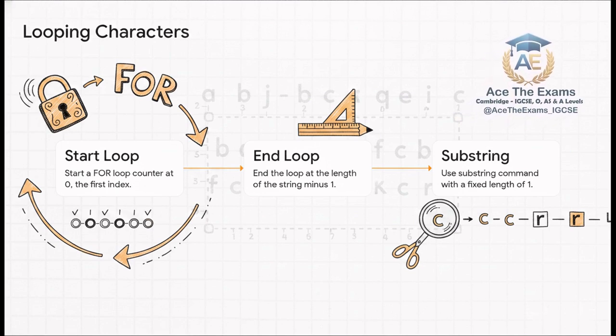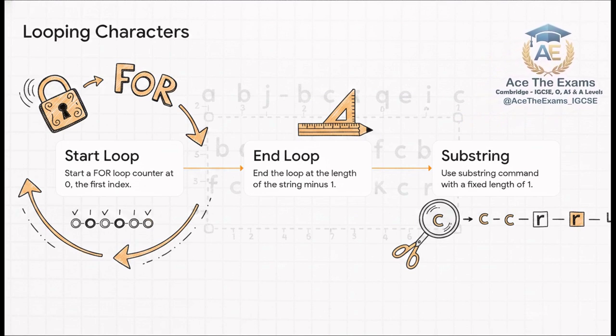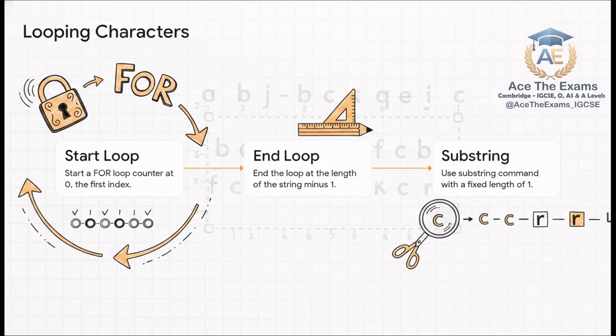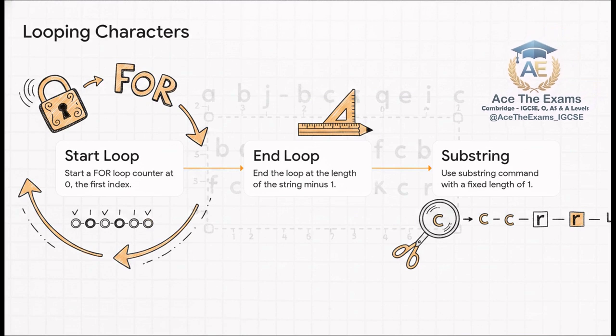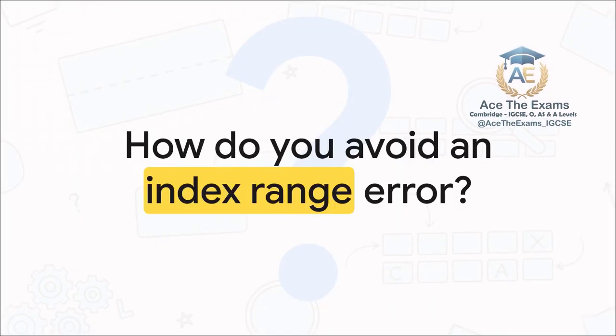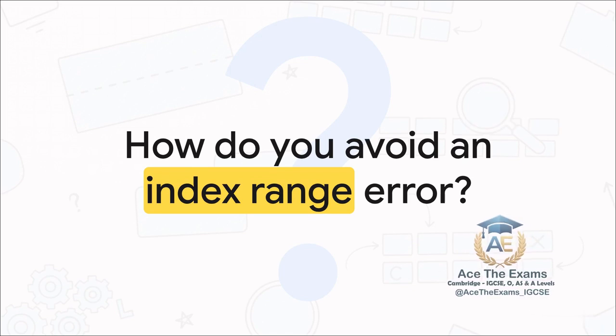Inside the loop, you use your substring command. You pass in your loop counter variable as the starting index, and you set the length parameter to 1. This brilliant little structure isolates exactly one character per iteration, letting you process the entire word, letter by letter, from start to finish. But beware, looping and substringing bring us to our final danger zone.